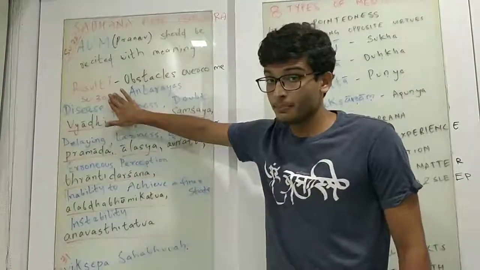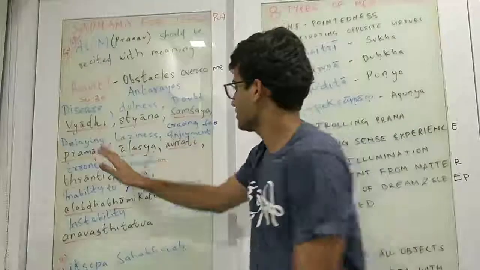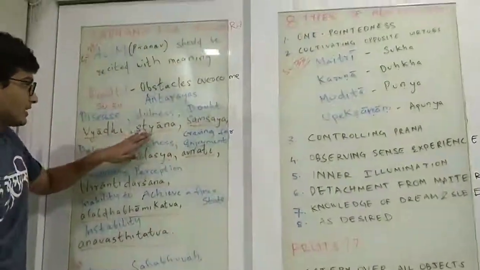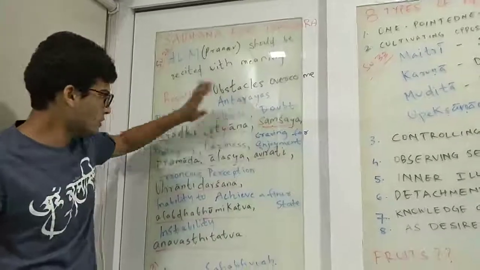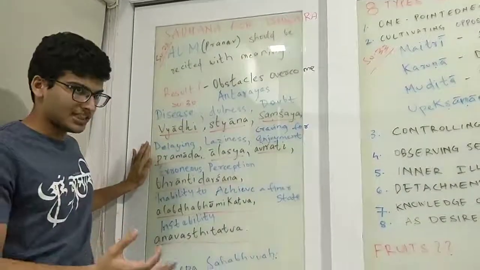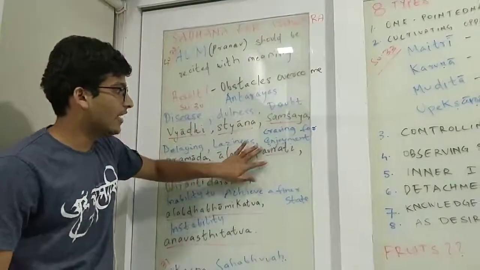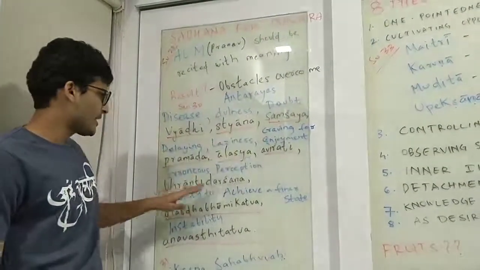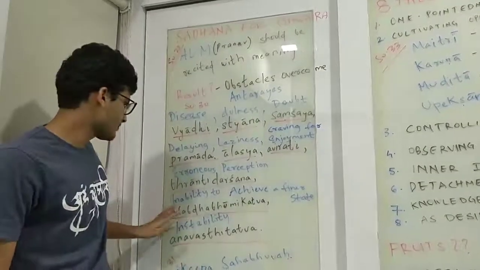Sutra number 30 is very important to memorize. You need to know all the antarayas. What is pramada? What is vyadhi? Disease. Styana is dullness at the mental level. Samshaya is doubt. Pramada is delaying or procrastination. Alasya is laziness at the physical, at the body level. Avirati is craving for enjoyment. Bhranti darshana is erroneous perception, as in the case of a rope and a snake.